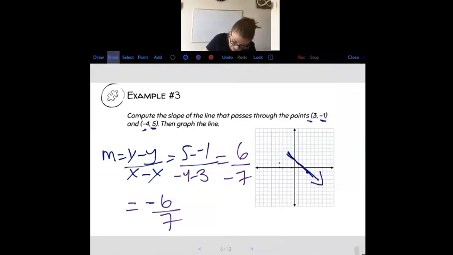Maybe I should just erase. Start over. Okay, 3, -1, 1, 2, 3, -1, and -4. So let me see if I can. So we have a line with the negative slope, and you can count down and over.